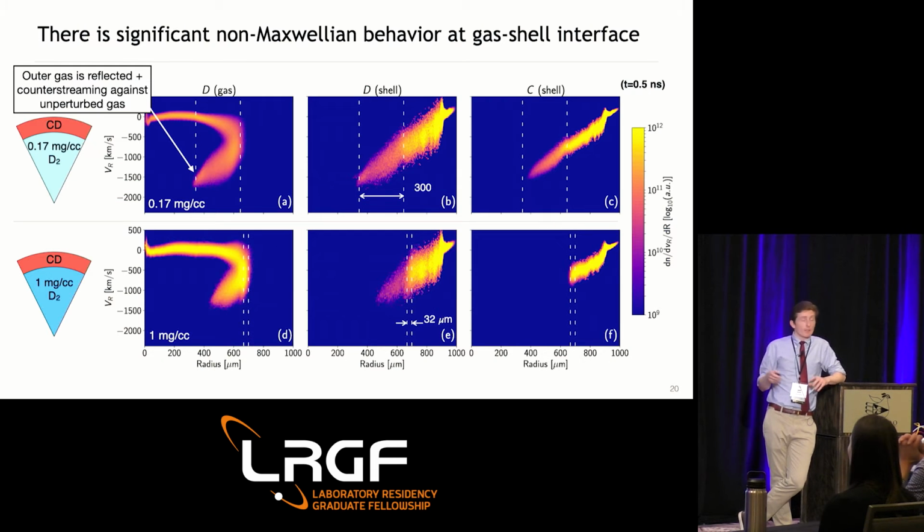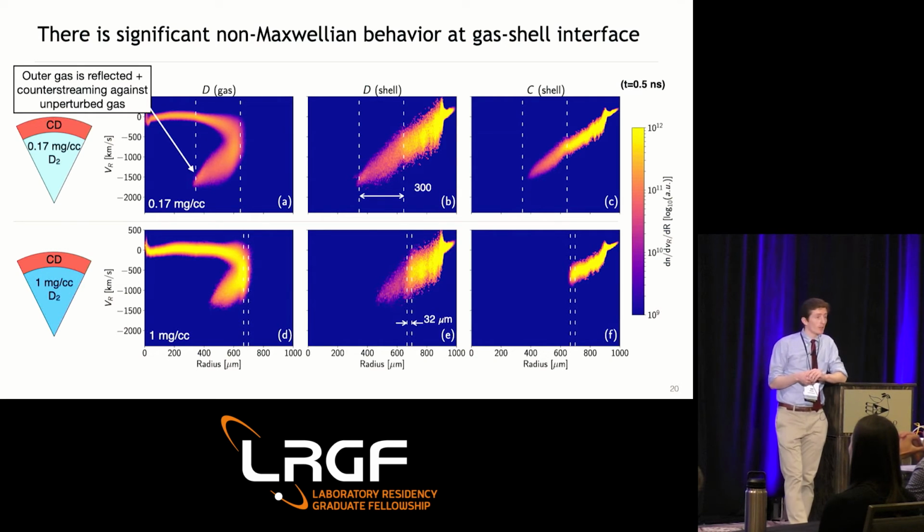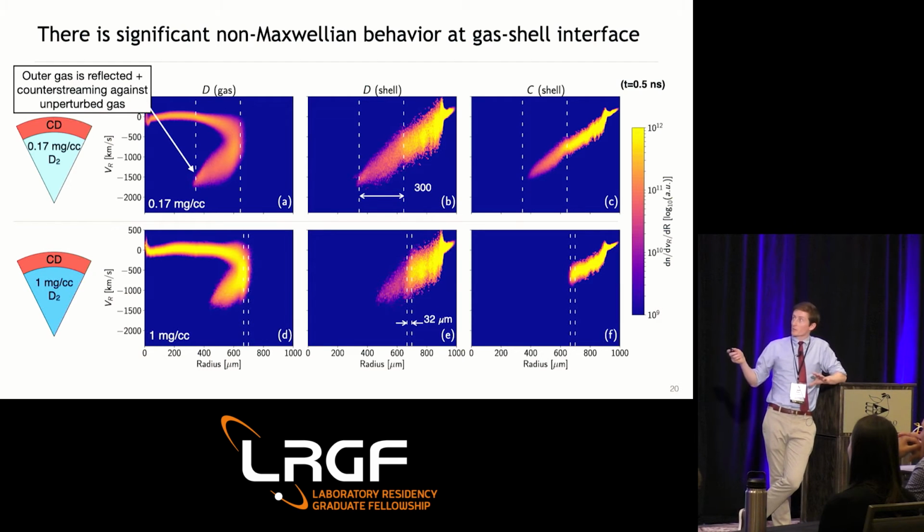On the other hand, if you go back to our inverted corona targets, you're going to see that we're getting very, very non-Maxwellian interactions at the gas-shell interface. So again, this is the same arrangement of plots with the low density case on top and the high density case on bottom. The gas is going to be on the left here, and these are the two shell species.